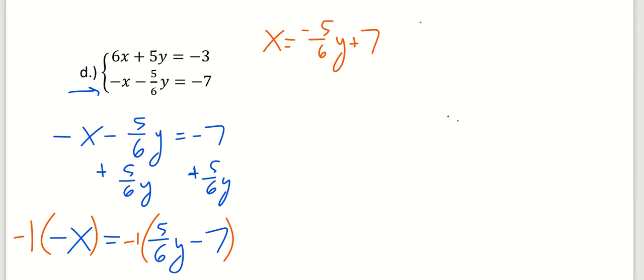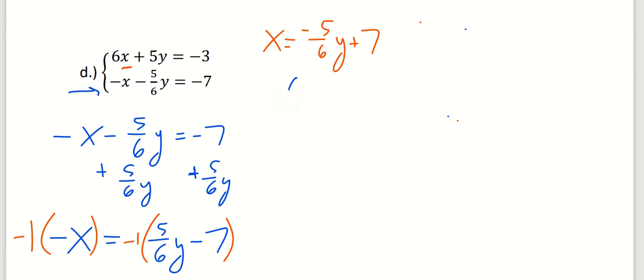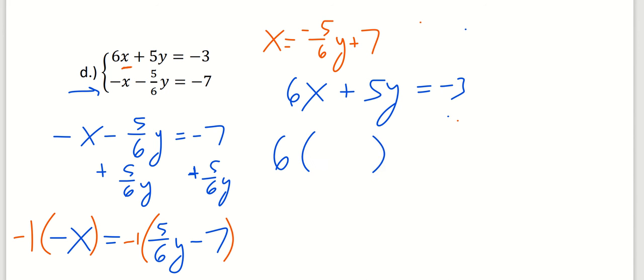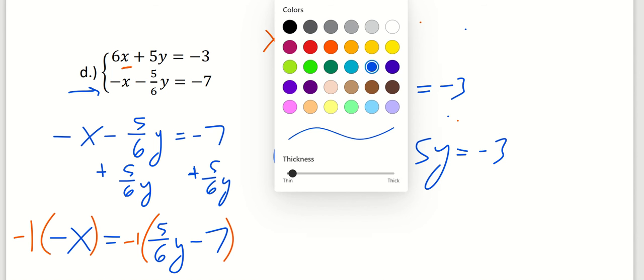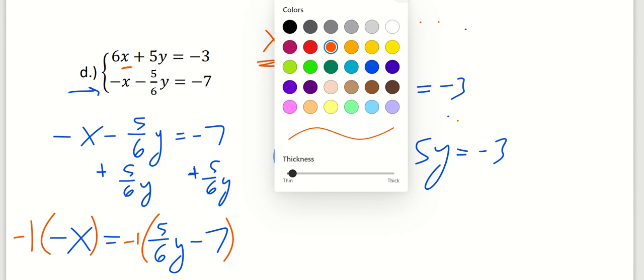So we're now going to take that and substitute that into the first equation. The first equation is 6x plus 5y equals negative 3. Everywhere we see an x, we can replace that with negative 5/6 y plus 7.